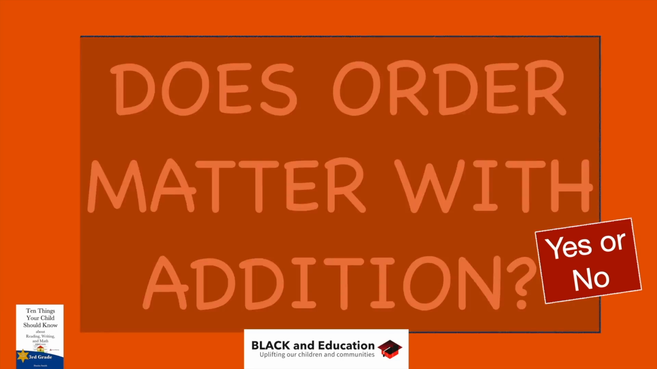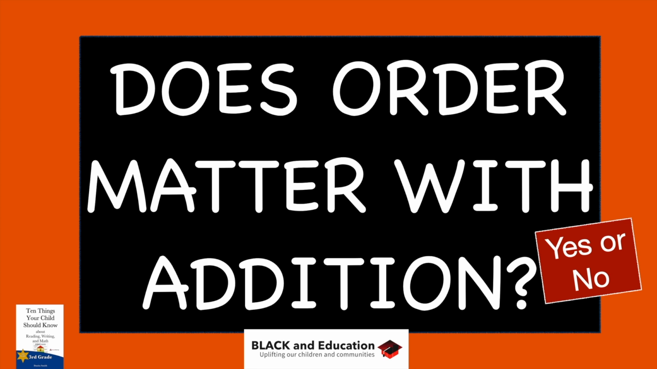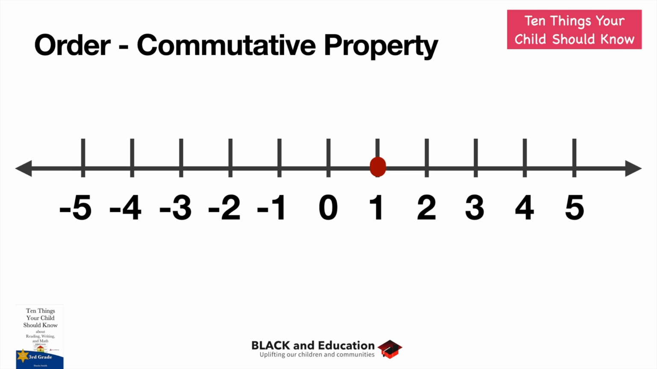So here's some information coming up. Does order matter when it comes to addition? Let's talk about this a little bit. Is that a yes or no? Does it matter when it comes to addition? Let's take a look at the commutative property. It's all about order in general. It's just about order. So let's look at this in terms of a number line.